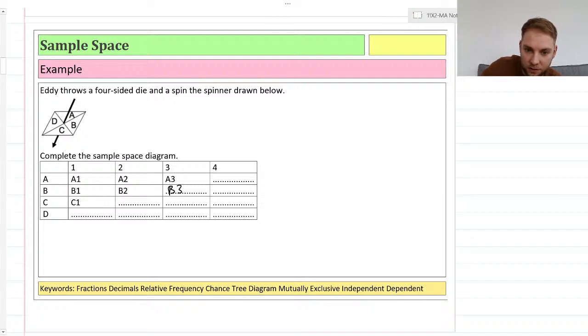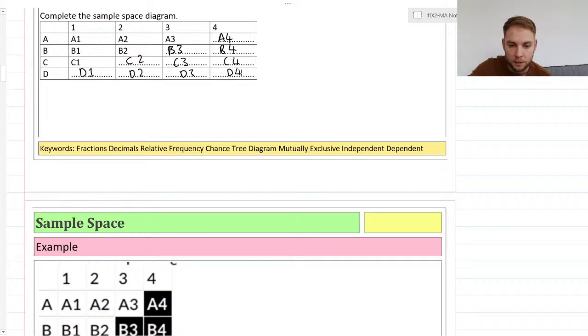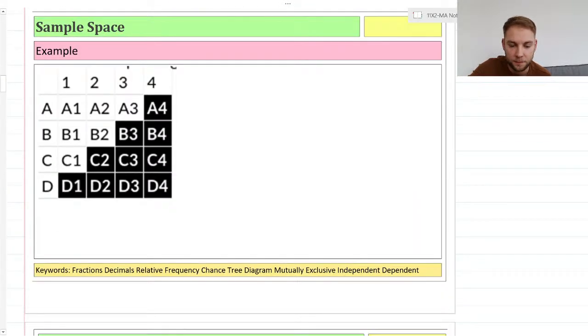Again, I'm going to do this quickly just to crack on with it. This one would be A4. This one here would be B4. This one here would be C and 2. This one here would be C and 3. C and 4. And then the last one would be D and 1. D and 2. D and 3. And D and 4. Super. Nice and easy, that one. There's your answers.